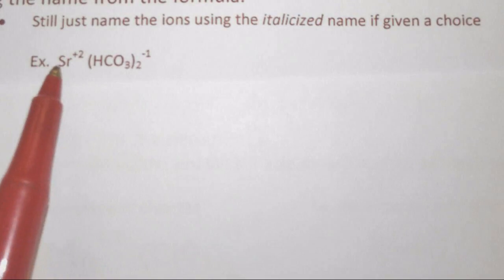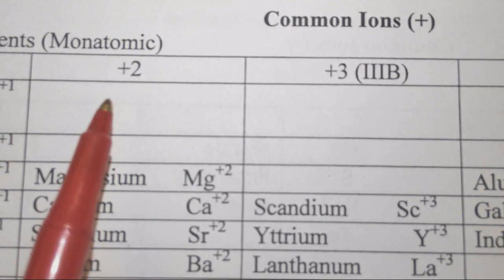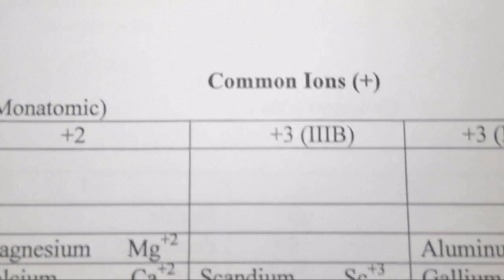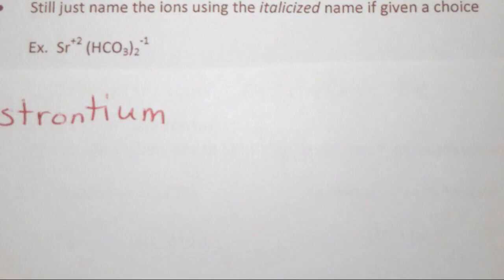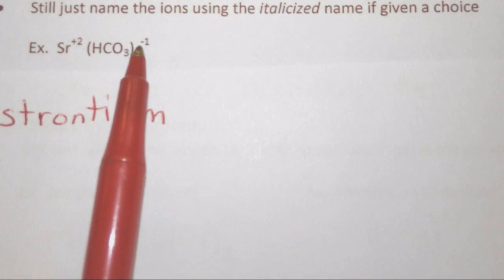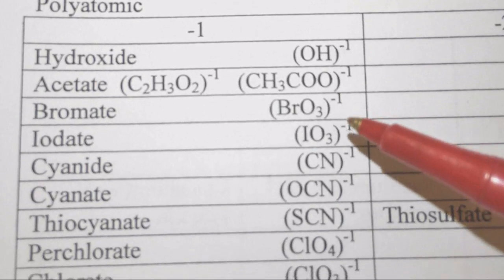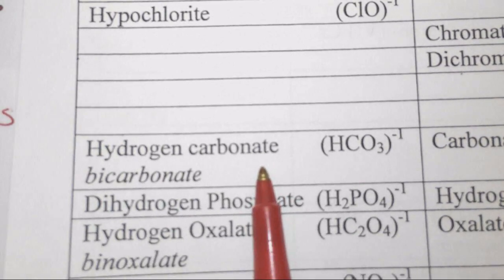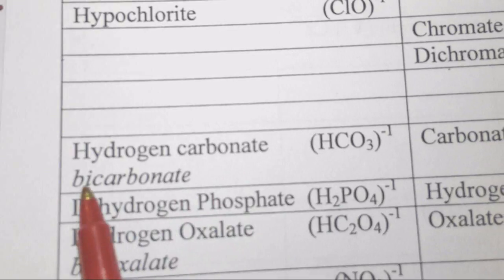So the first one, the cation, is a monatomic ion. So I look on the positive side in the +2 column, and there it is. There we go. So it's called strontium. And then the polyatomic ion is in parentheses, and it has a -1 charge. So I go to my -1 column, and I have to find that exact same thing, and it is here. And because we're doing the old system, it has 2 different names. We are going to choose the one that is in italics, so bicarbonate.